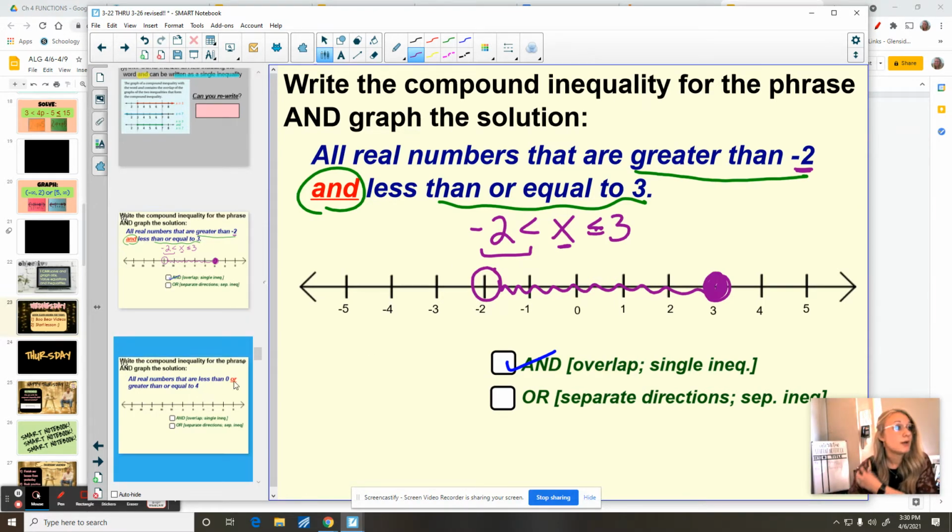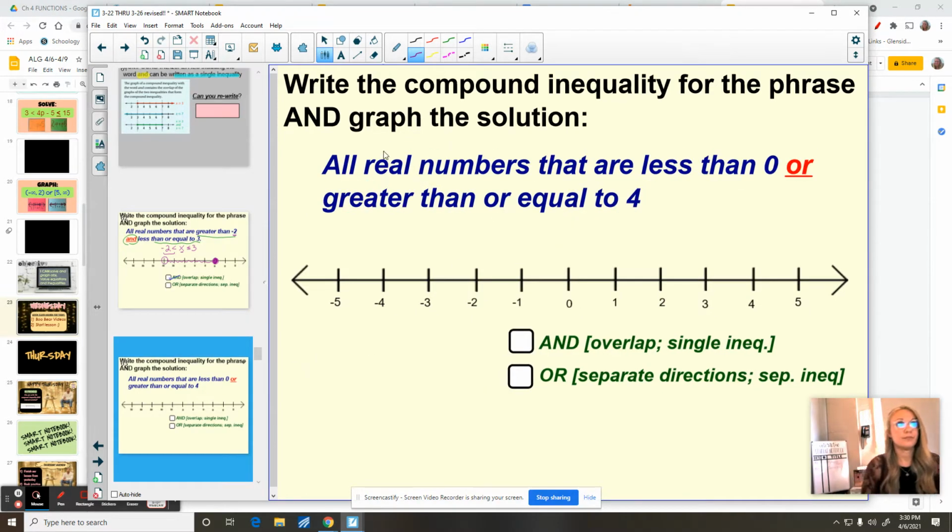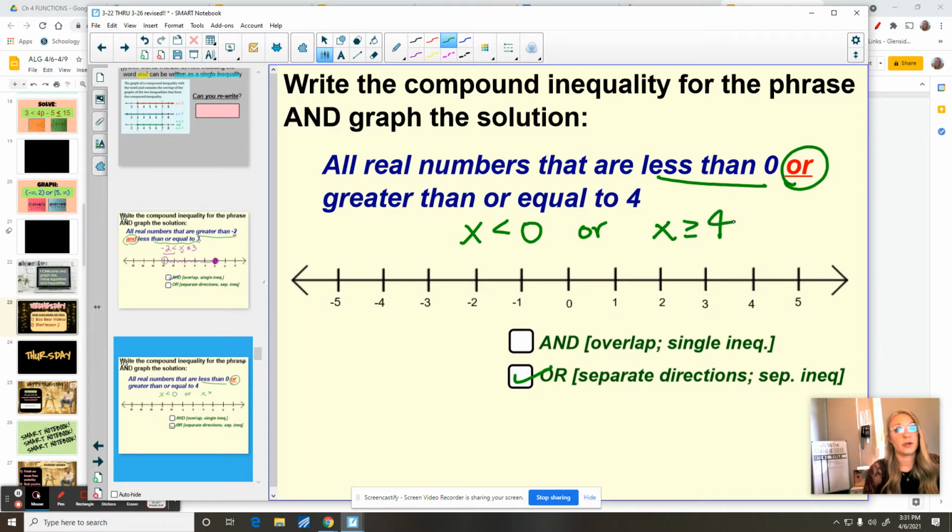All right, let's go ahead and look at another one. It says all real numbers that are less than 0 or greater than or equal to 4. Okay, well, it tells you the word or is right there. So you have to know that that's going to be an or compound inequality. So it says less than 0, or greater than or equal to 4. Notice that when you write out this compound inequality, you actually use the word or. And then we can go ahead and graph.